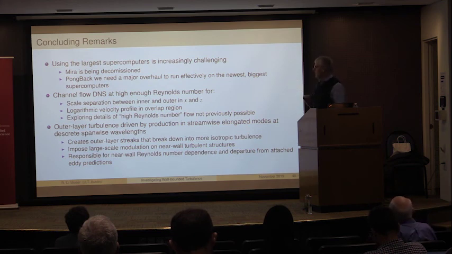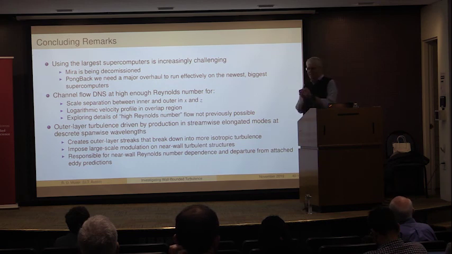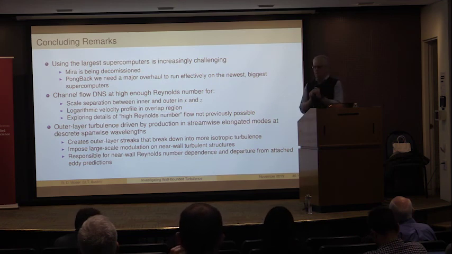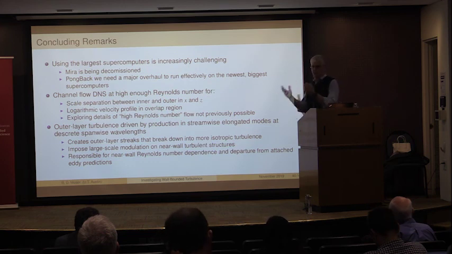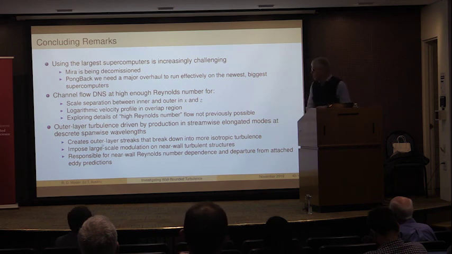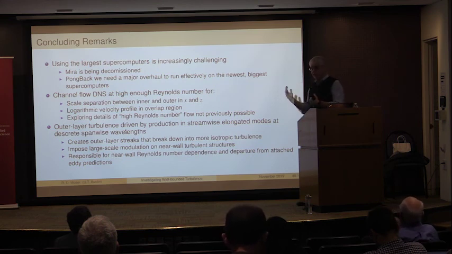The channel flow DNS had a high enough Reynolds number to have high Reynolds number effects, and so that's been very useful and important. And the outer layer turbulence is driven by production in very elongated streamwise structures, a very focused range of scales and spanwise structure. We saw that in those spectra. And then there's a complicated process by which the energy is transferred. More interesting, or more surprising, is there seems to be a discrete set of scales, at least in the simulation, at which this production occurs.